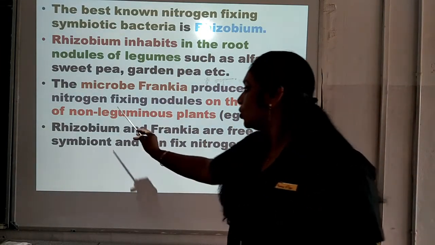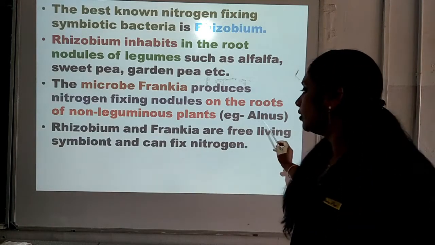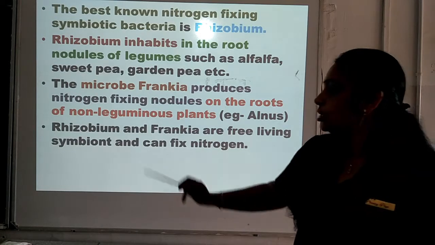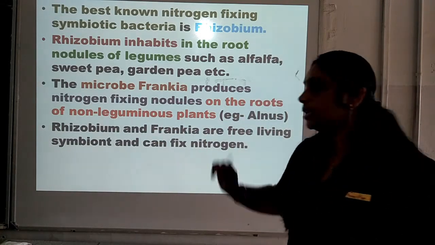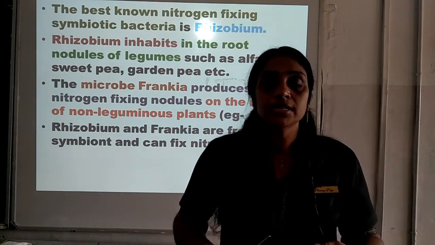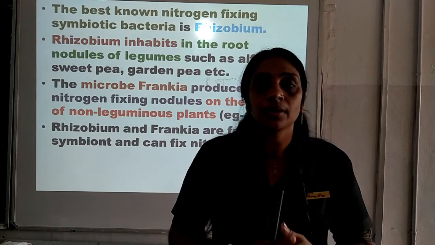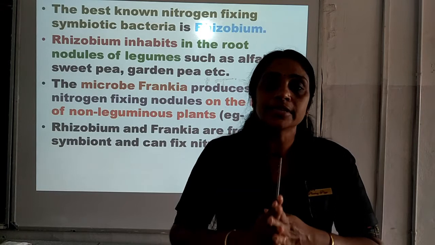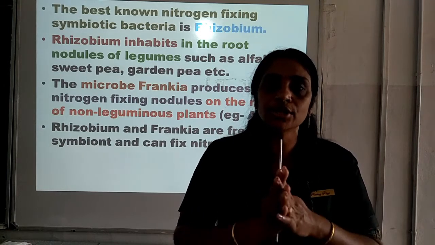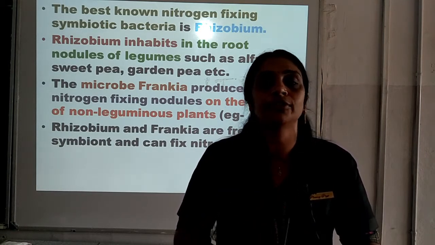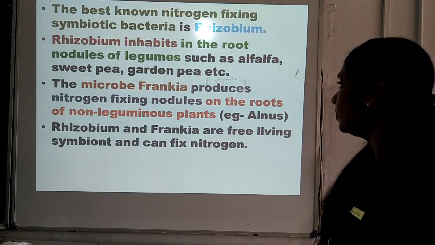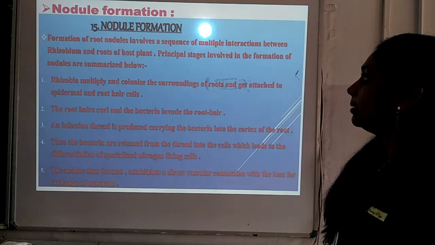Next one, Rhizobium and Frankia are free living symbionts and can fix nitrogen. So Rhizobium and Frankia, these are the microorganisms which are able to fix nitrogen. They are free living and they have symbiotic association with the root nodules of the pulse plant. I think you would have understood about the nitrogen fixing bacteria.